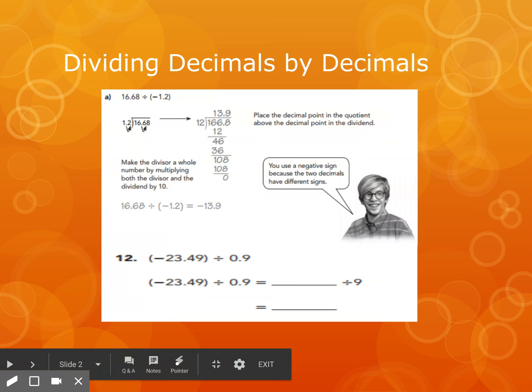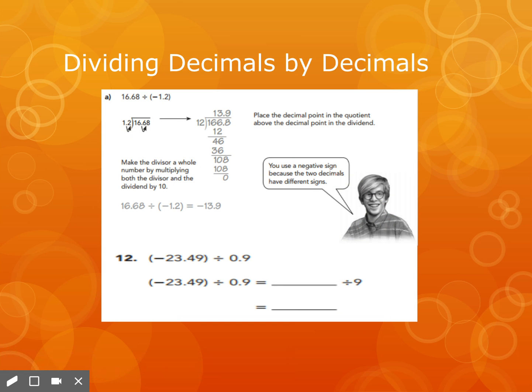All right, so dividing decimals, this is a review of what you learned in 6th grade. We have negative 16.68 divided by negative 1.2. So right away, you should realize that your answer is going to be negative because we have a positive divided by a negative. So we want to set it up using long division. So we do 16.68 here divided by 1.2.